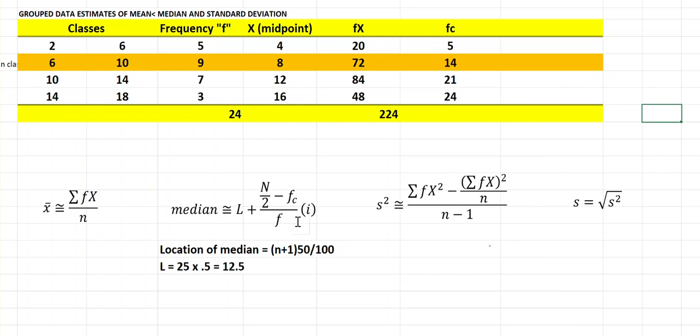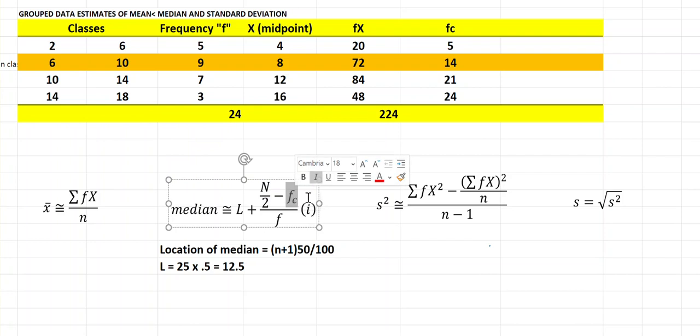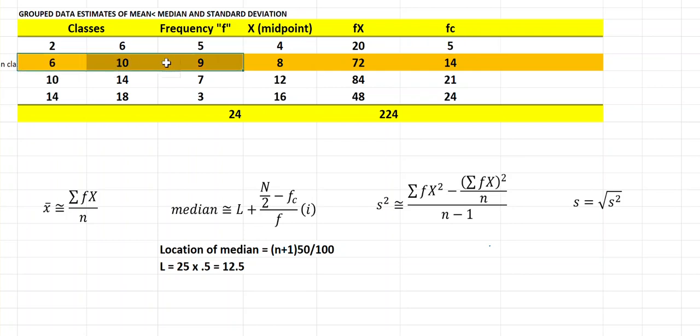So the next thing I need to compute is, if you look at this, the lower limit of the median class, which is 6, n, which is 24. Fc is the cumulative frequency up to, but not including the median class. So basically it means the one previous to it. So that's 5. And f at the bottom here is the frequency of the median class. The median class is in orange, so the frequency is 9. And i is equal to the width. In this case, the width is 6 minus 2, which is 4, or 10 minus 6, which is 4. They're all the same. So we have everything we need for that.